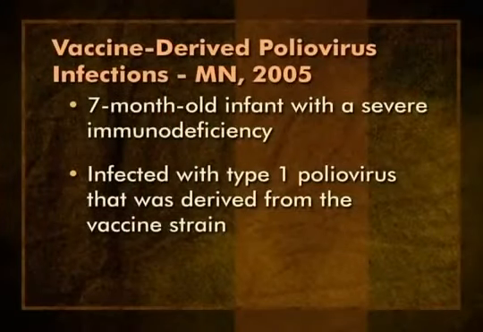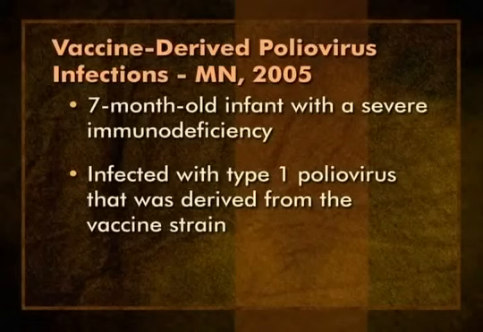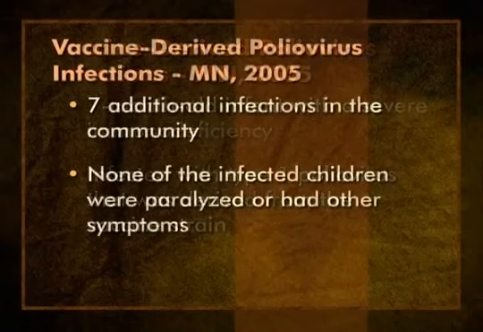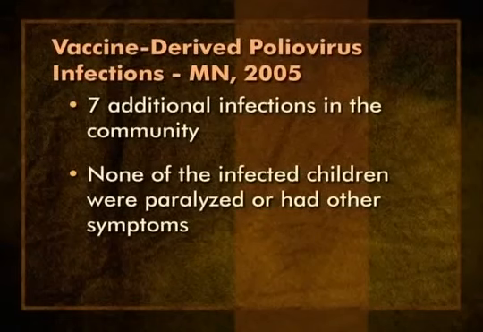A 7-month-old infant with a severe immunodeficiency was found to be infected with a type 1 poliovirus that was derived from the vaccine strain. The child was unvaccinated and lived in a community in Minnesota where many children and adults were unvaccinated. Investigations identified 7 additional infections in the community. 4 children in the community were shedding the same virus in their stool, and 3 of the child's siblings had serologic evidence of recent poliovirus infection. None of the infected children were paralyzed or had other symptoms related to their infection.